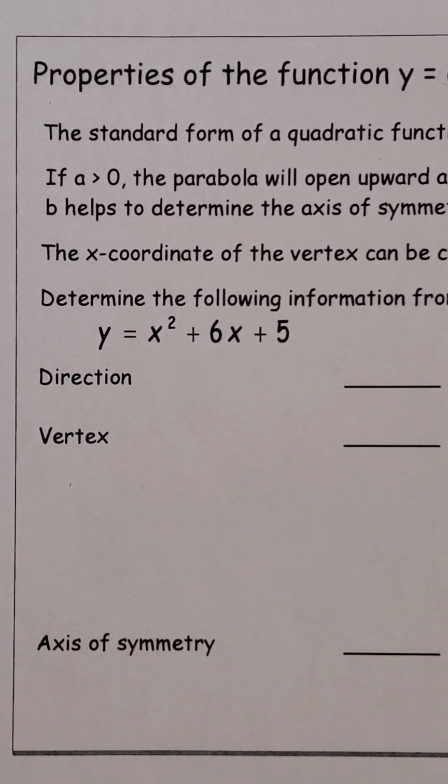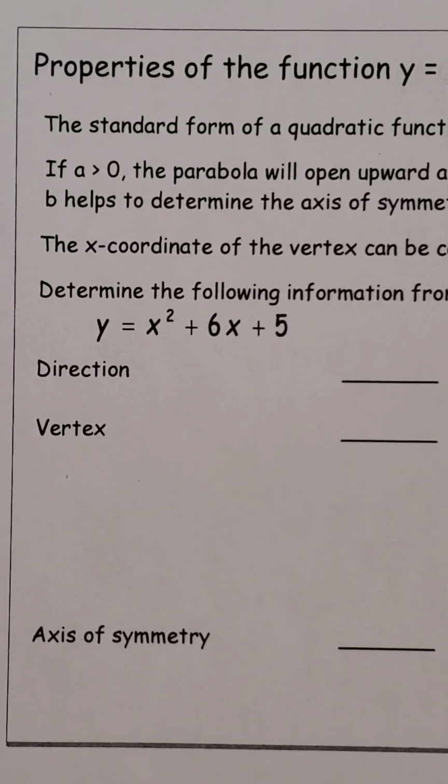And the nice thing about this one is that a is the same. So if a is greater than 0, the parabola will open upward. And if a is less than 0, the parabola will open downward. B helps us determine the axis of symmetry. And a and b help us determine the vertex, and c is the y-intercept.